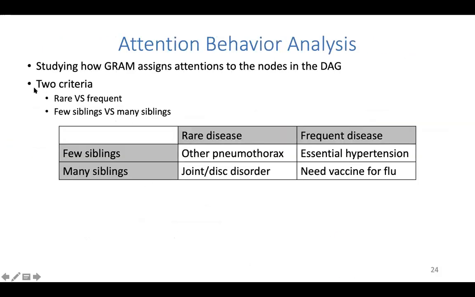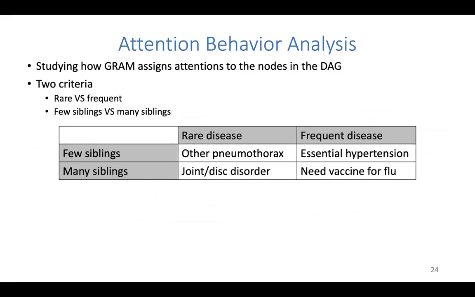So, as I said, 2 criteria: rare versus frequent, few siblings versus many siblings. And according to these criteria, we have 4 diseases. Other pneumothorax is both rare and has few siblings. Essential hypertension is super frequent, but has few siblings. Joint disorder is a rare disease, but has many siblings. Need vaccine for flu. This is actually not a diagnosis code or disease.